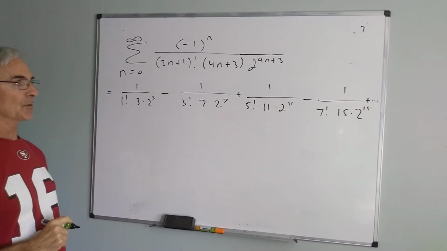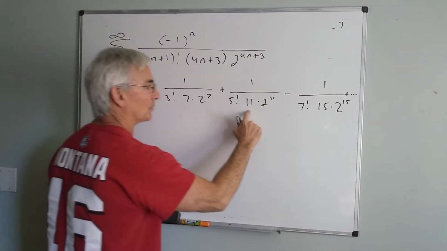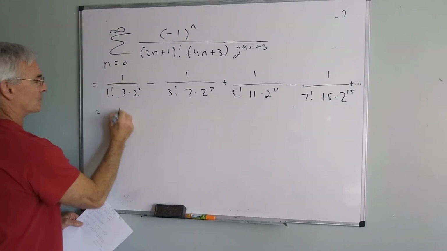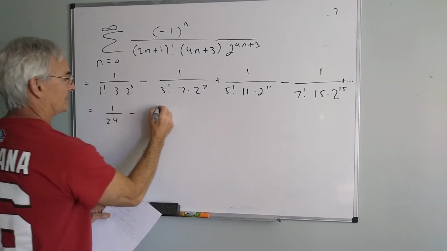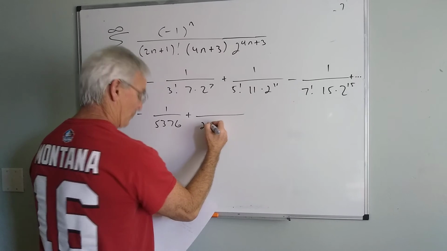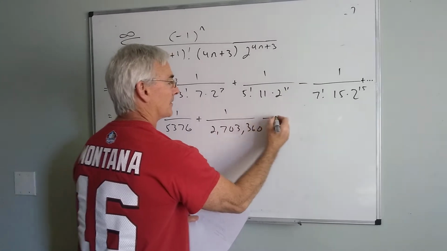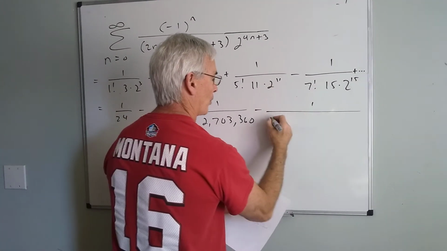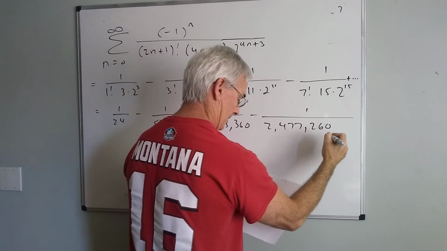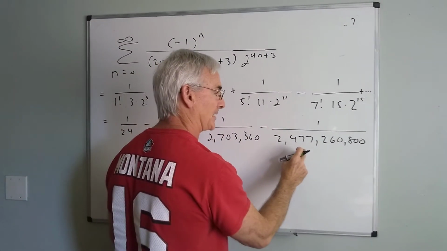So let's just consider what the first few terms look like. If I replace n equals 0, n equals 1, n equals 2, n equals 3, let's just go that far. Well, then if I simplify this, this is 1 over 24. This is 1 over 5,376. 1 over 2,703,360. The next term, 1 over 2,477,260,800. Now that's just the sum of the first four terms, but you notice that the denominators are getting astronomically large very fast.